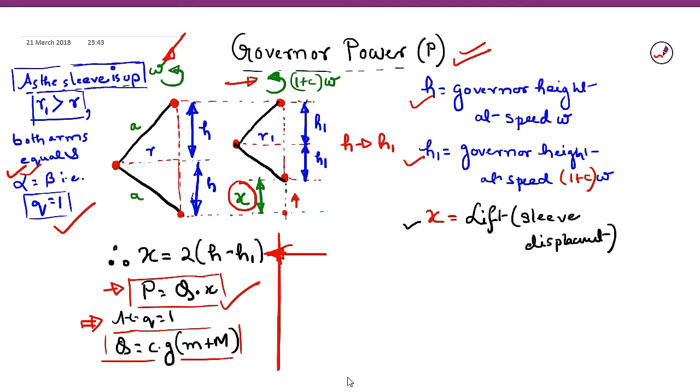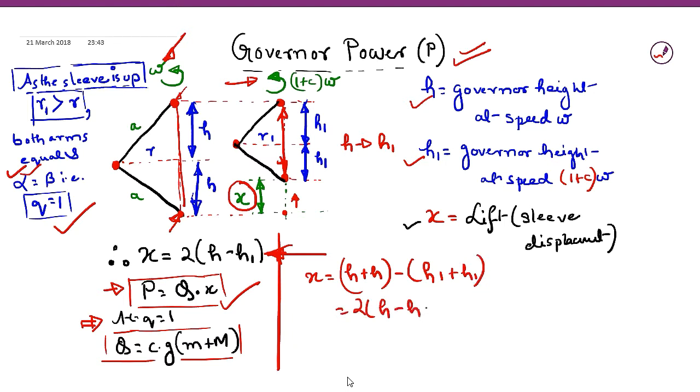So if you see this entire distance from this point to this point, the total distance is h, right? And after that, this total distance is nothing but small h1 plus h1, and this complete displacement is small h plus h. So this x will be nothing but h plus h minus h1 plus h1, so it will be simply 2 into h minus h1. So we have derived that x is nothing but 2 into h minus h1.